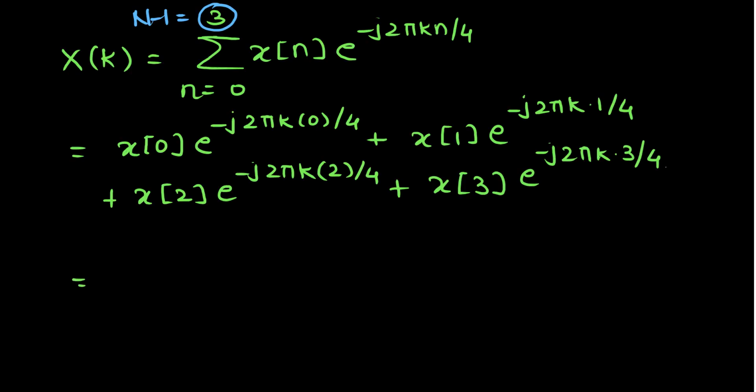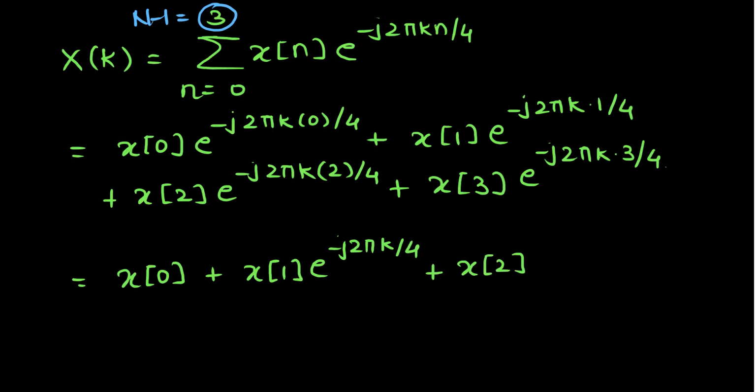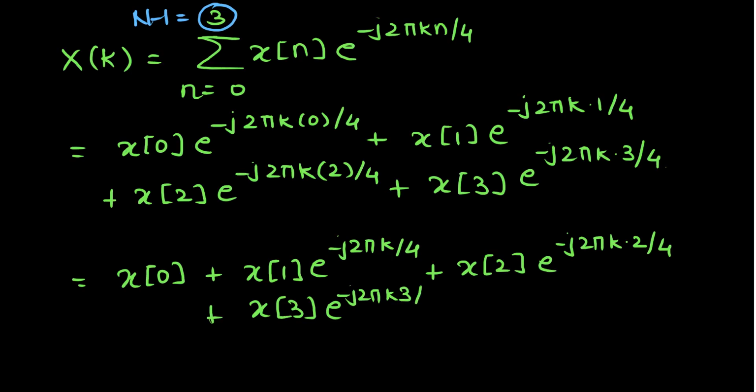And now this can be written as, this term here is raised to 0, so this is simply equal to 1, and therefore what we have is x of 0 plus x of 1 into e to the power minus j 2 pi k by 4 plus x of 2 into e to the power minus j 2 pi k into 2 by 4 plus x of 3 into e to the power minus j 2 pi k into 3 by 4.